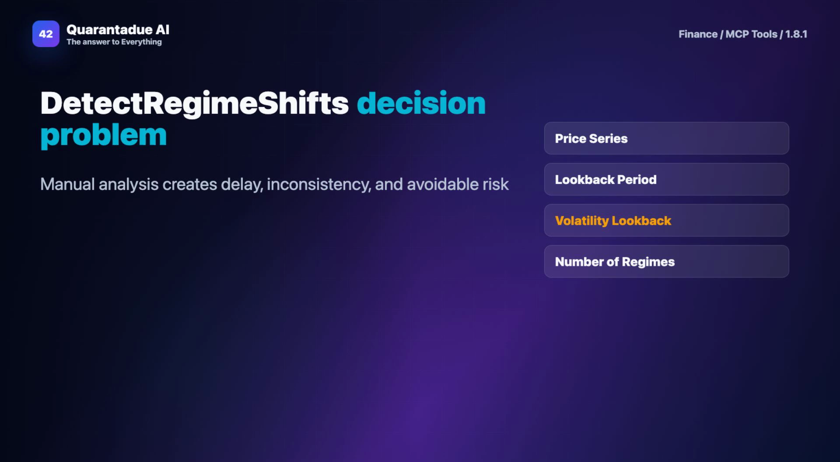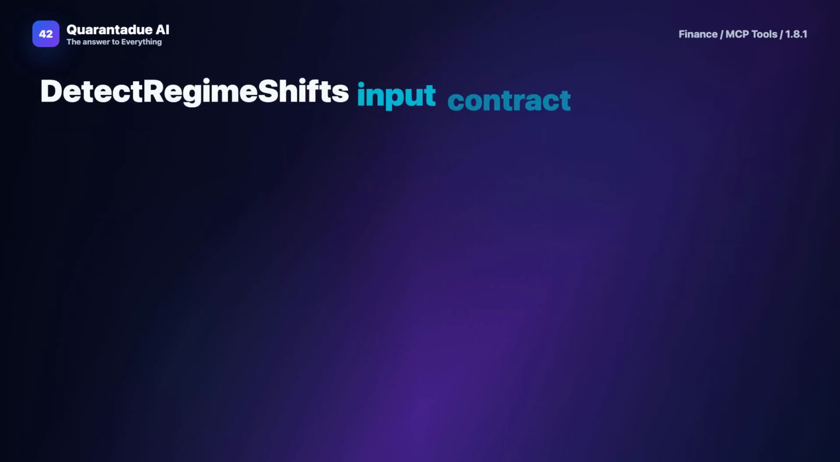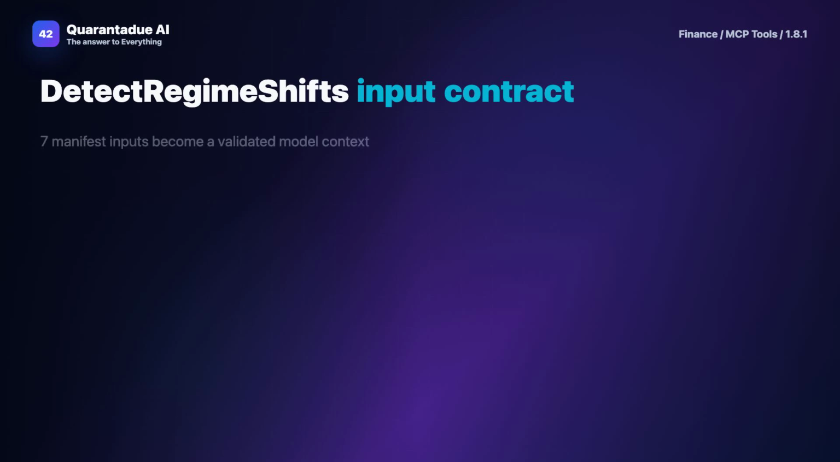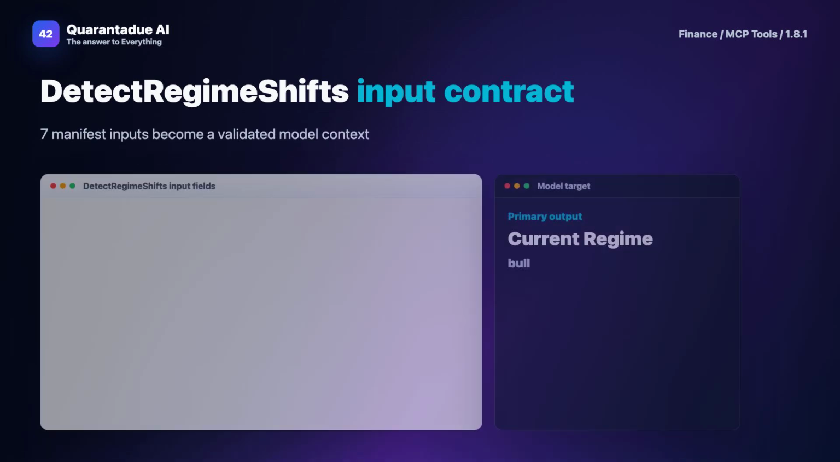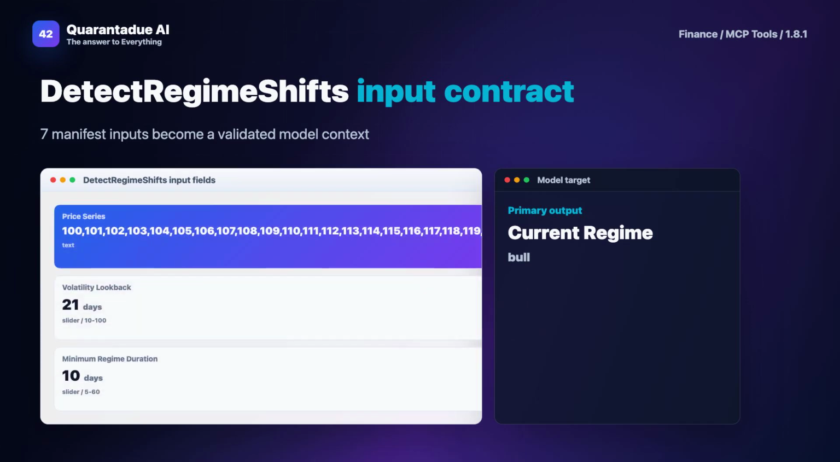Now let's explore the technical method behind DetectRegimeShifts. At its core, it uses statistical models and machine learning algorithms to analyze price action, volume, and other market metrics. These methods look for patterns and probabilities that signal a regime transition. Key concepts include Markov switching models, clustering techniques, and anomaly detection. It's not about predicting the future, it's about recognizing the present state with high confidence.